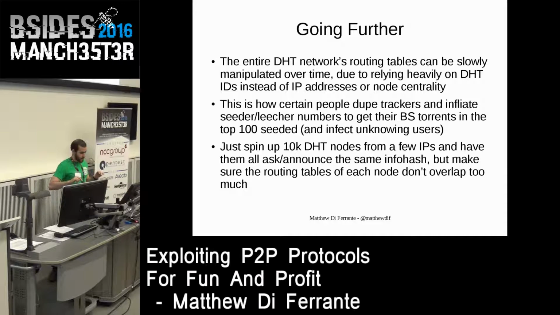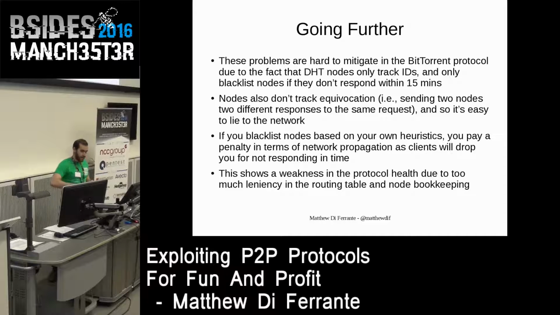there's an important property of distributed networks called equivocation. Equivocation means if I'm connected to you, node A, and I'm connected to you, node B, and you both send me the same request, as in I want the peers for info hash A, and I send the two of you different replies, that's equivocation. I'm lying to one of you about the state of the network.